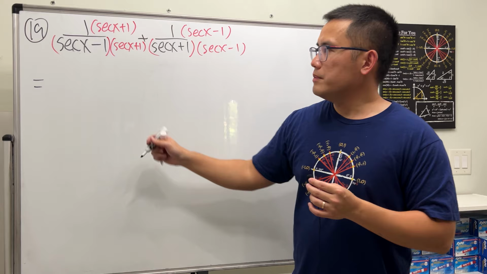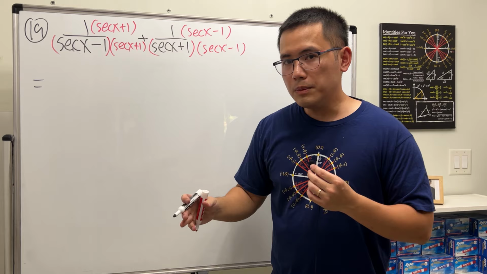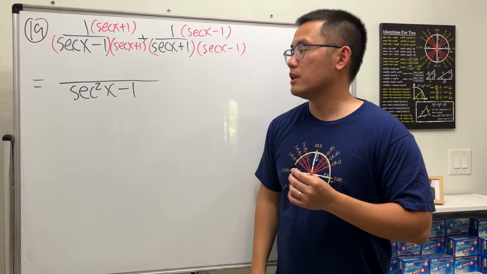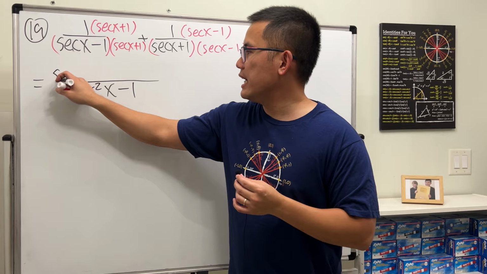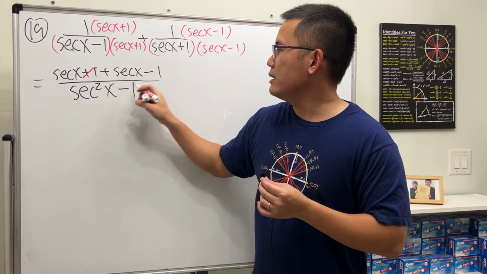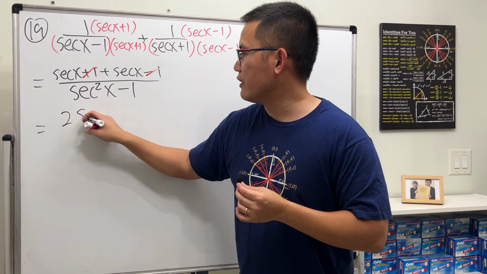All right, for the bottom, this is secant x minus 1 times secant x plus 1. If you multiply it out, you will get secant square x minus 1. Technically secant square minus 1 square, but 1 square is the same as 1. And then for the top, we have secant x plus 1 plus secant x minus 1. Let's see what we get. 1 minus 1 is just 0. So for the top, we have 2 secant x. What's this?